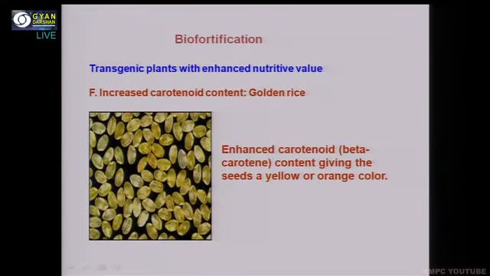The first case is golden rice. Why is it called golden rice? As you can see in the picture, it gives a golden yellow color to the rice grain. Why golden yellow? Because you are generating transgenic rice which will be rich in carotenoids. Why carotenoids? Because carotenoids are actually precursors for vitamin A.